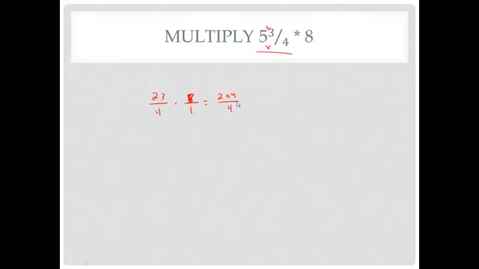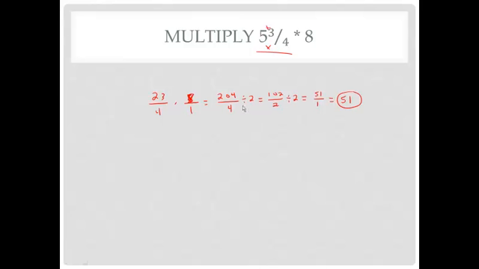Now see that both of these are even numbers, so I know they can be reduced, or both can be divided by 2. If I divide both of those by 2, that'll give me 102 over 2. I still have two even numbers, so they still need to be reduced again. So I can divide them by 2 again. And that will give me 51 over 1, or just 51.